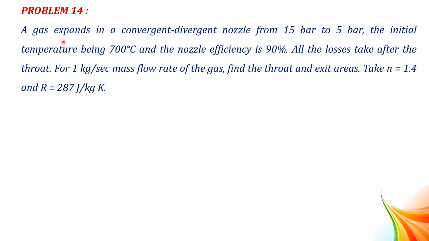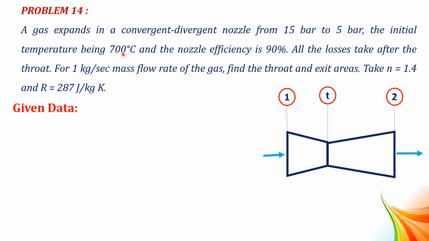Problem 14. A gas expands in a convergent divergent nozzle from 15 bar to 5 bar. The initial temperature being 700 degrees centigrade and the nozzle efficiency is 90%. All the losses take place after the throat. For 1 kilogram per second mass flow rate of the gas, find the throat and exit areas. Take n equal to 1.4 and R equal to 287 joule per kilogram Kelvin.